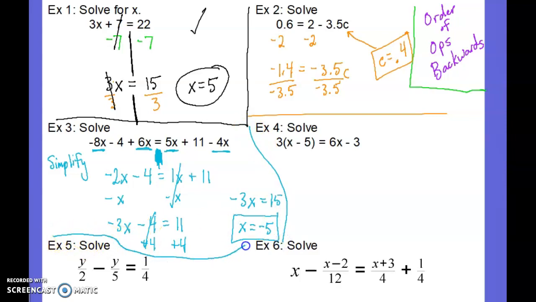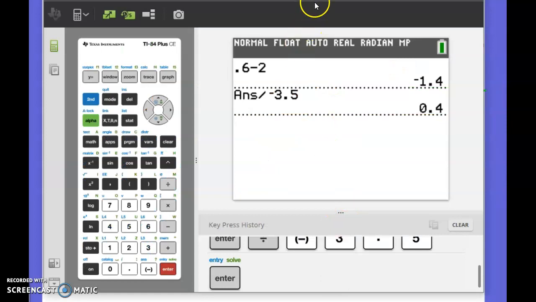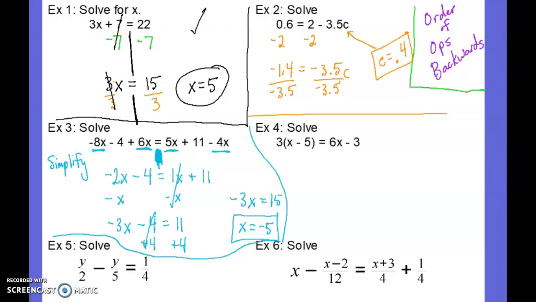Maybe it's a good time to point out a little trick with your calculator: you can plug into your calculator. This would be a long one to show you with. Maybe I'll just move on to the next one. Don't forget you can plug in these values for all of these x's, and the left side will equal the right side.